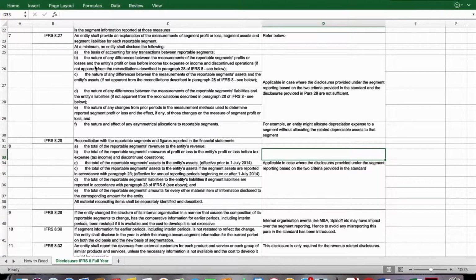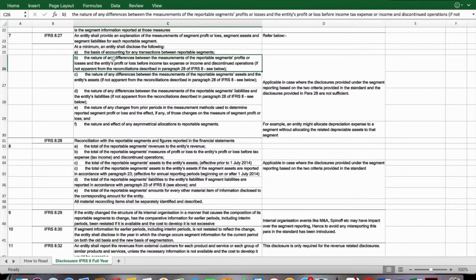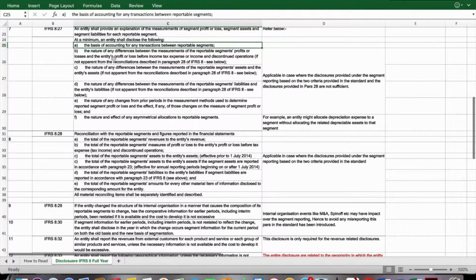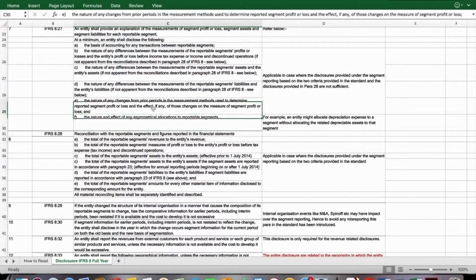Points B, C, and D will come into picture when there is a difference between the measurement basis of the entity's reporting and the information provided to the CODM. Point A, we need to disclose in any case, how we record any transaction made within the entity. The fifth point comes into consideration when there are prior period changes in the measurement, and the sixth point comes up when there are allocation differences.